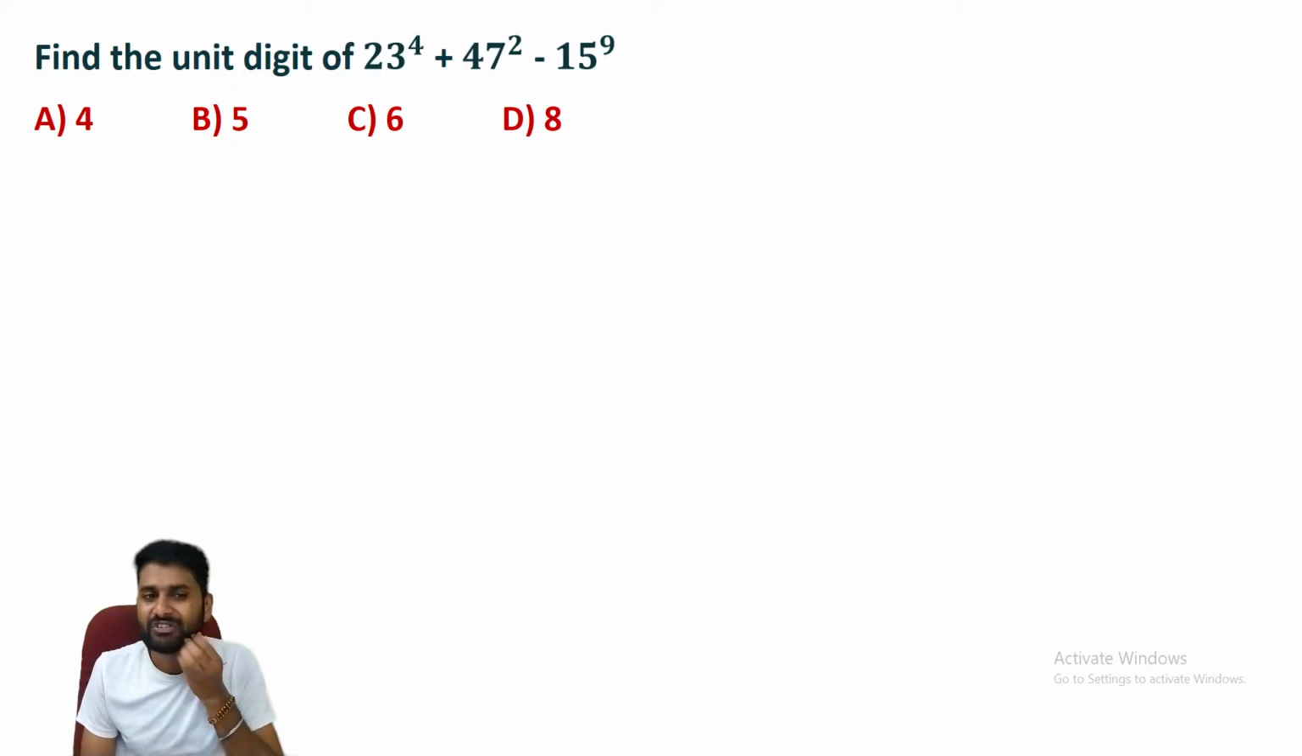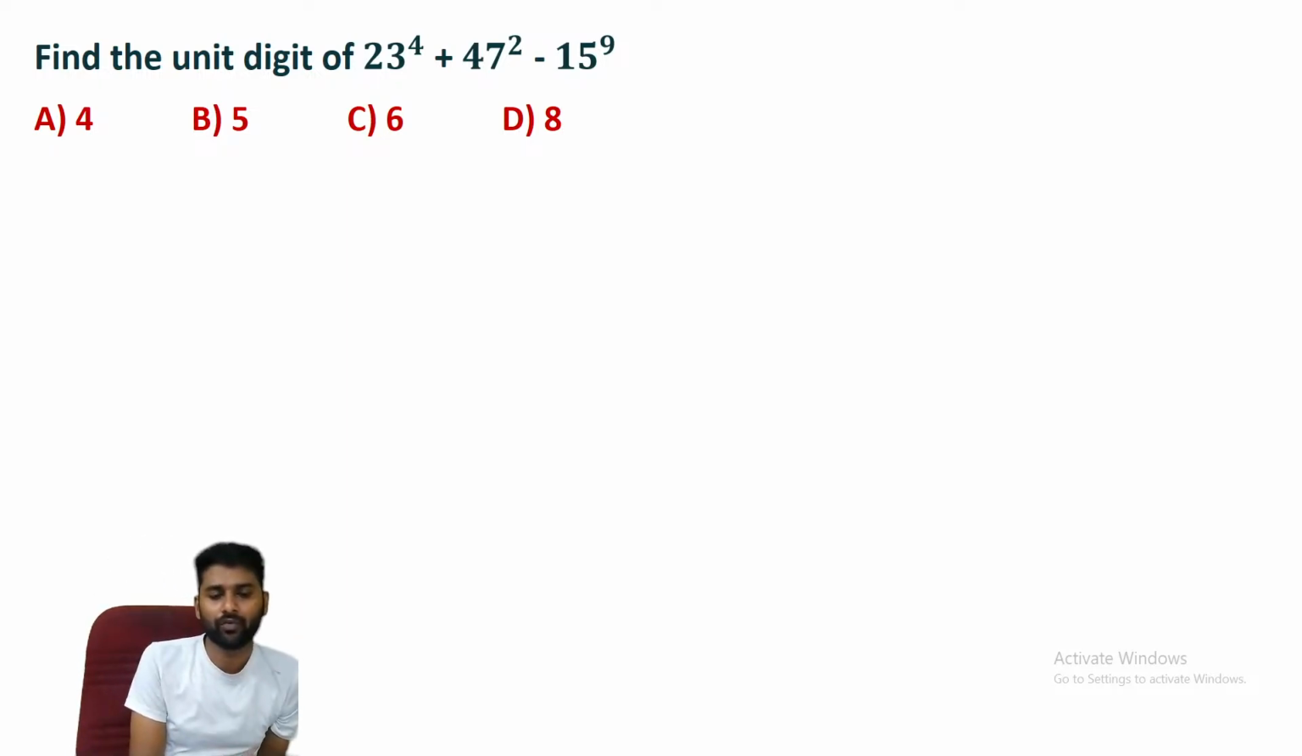On to the next question. This question is from the number system concept. Now here the question: find the unit digit of 23 to the power 4, 47 squared minus 15 to the power 9.